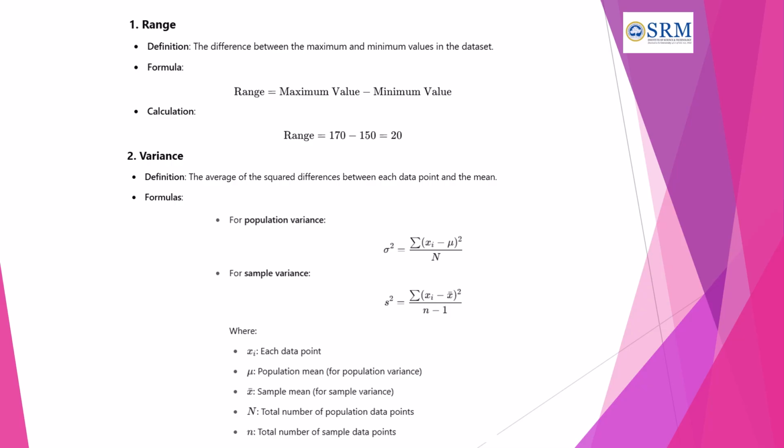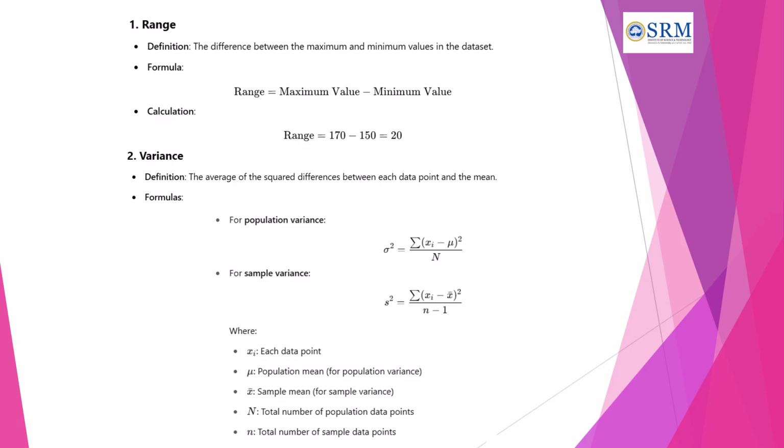The population variance is used when you have data from the entire group, that is, the whole population. In this case, you divide by the total number of data points, that is N, because you are calculating the exact spread. On the other hand, sample variance is used when you have the data from just a part of the group, or a sample.